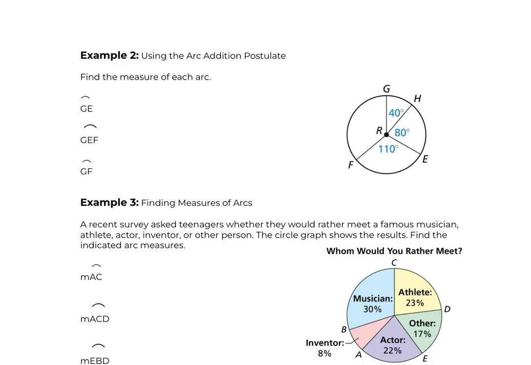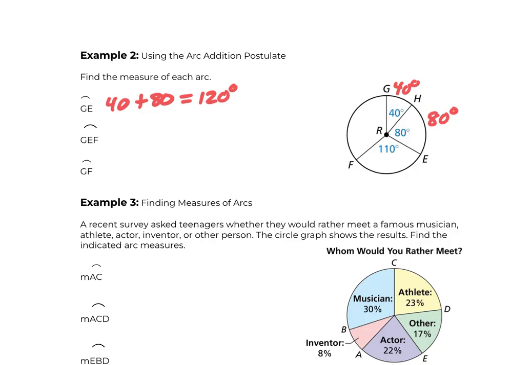Okay, this one goes back to finding the actual measure of each arc. What is the degree? All of our answers here are going to be in degrees when it says measure today. So GE. GE goes from G to E. And we know it has to be the minor arc because there's only two letters, right? So if I go from G to H, we know that one's 40 degrees because it's the same as the central angle. And H to E is 80 degrees. So if I put those two together, 40 plus 80 would be 120.